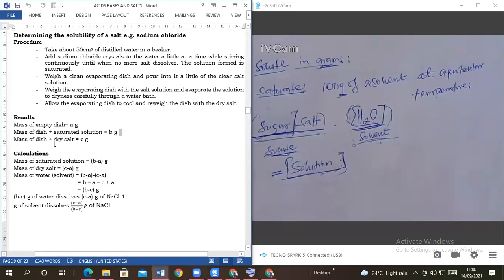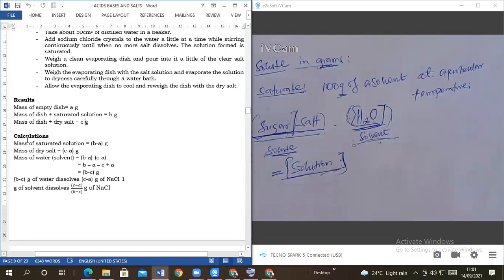Now here they are telling us after evaporating, the mass of the dish plus the dry salt was C. They are just using letters, but we are going to look at a number that has a clear view of this. If you are calculating the mass of the saturated solution, there is the mass of the saturated solution and then the mass of the dish. But you know the mass of the empty dish. So if you subtract this from this, B minus A, you will be getting the mass of the saturated solution in grams.